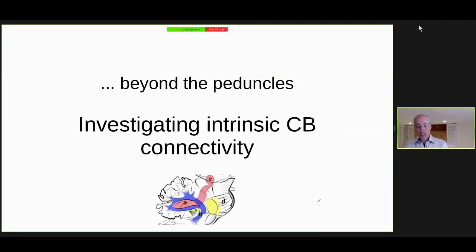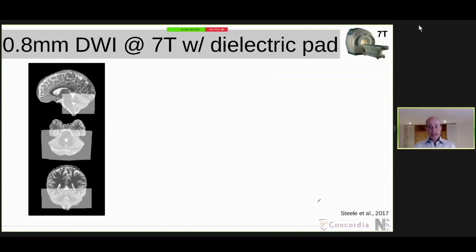Okay, so if we want to move beyond the peduncles, beyond this macro view, what can we do? This is where I'm going to bring in some of the work that I've done with collaborators at Max Planck, and that one of my students is working on currently. Here we're going to talk about investigating the intrinsic connectivity of the cerebellum. Within the cerebellum, what does the connectivity look like? We even asked the question, can we do this? This was a few years ago now when we collected the data.